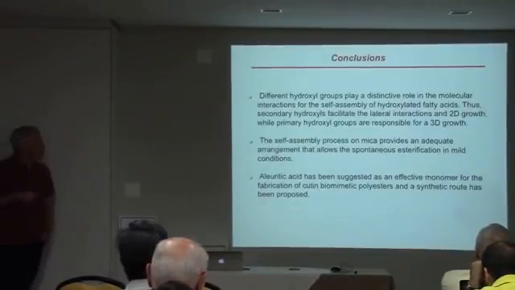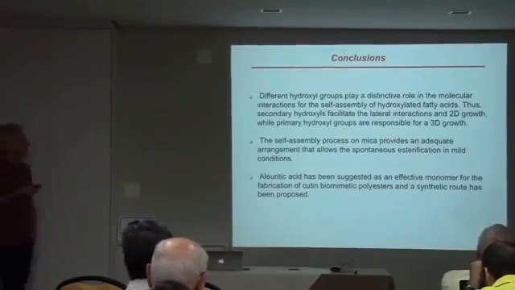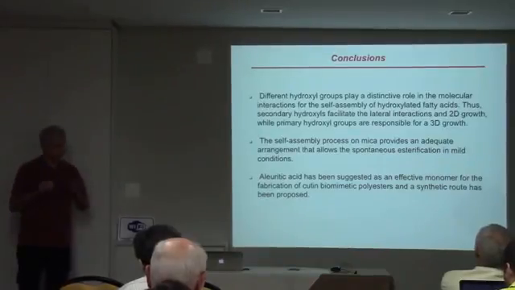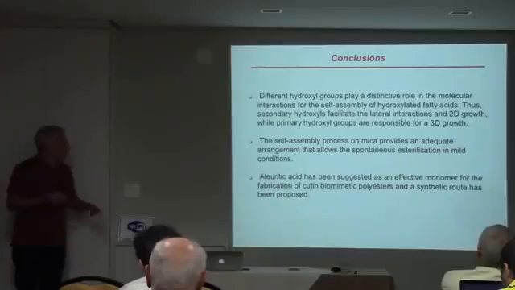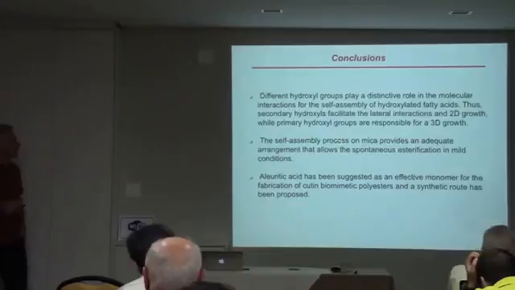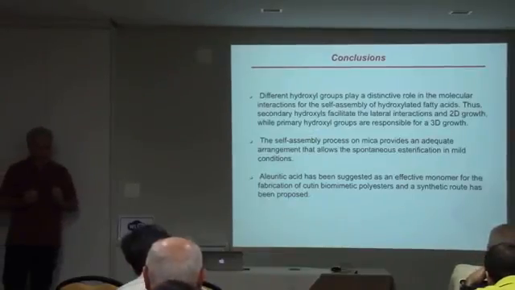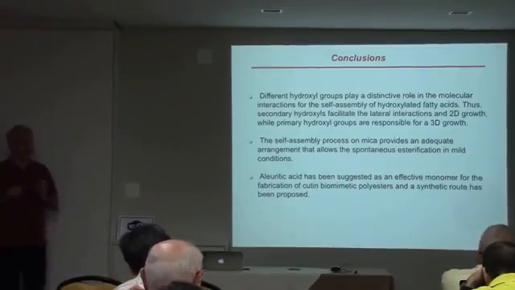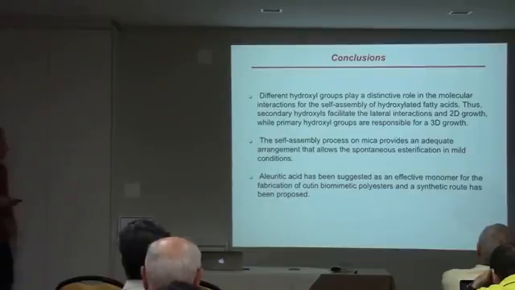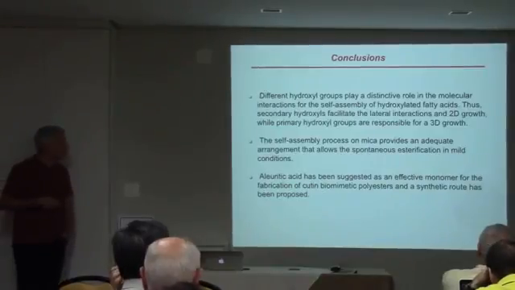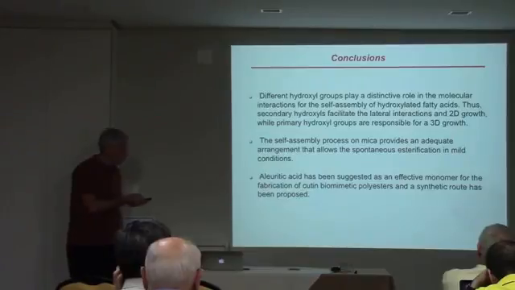So, the conclusion from this part of the talk is that the hydroxyl groups play an important role in the interaction to grow the biopolymer. The self-assembly process on mica provides an adequate arrangement to ease the spontaneous esterification in mild conditions. And finally, the aleuritic acid is a promising monomer for the fabrication of these cutin biomimetic polyesters.